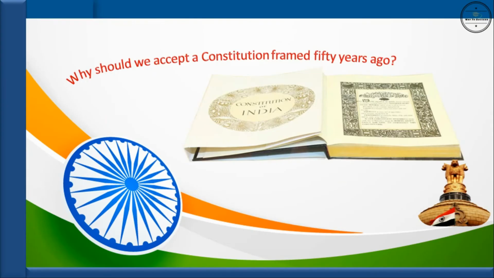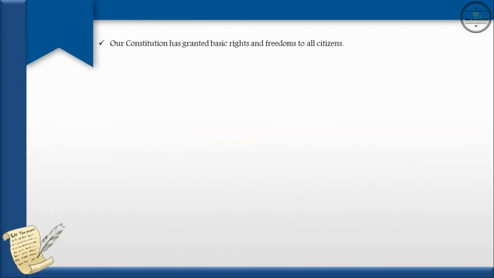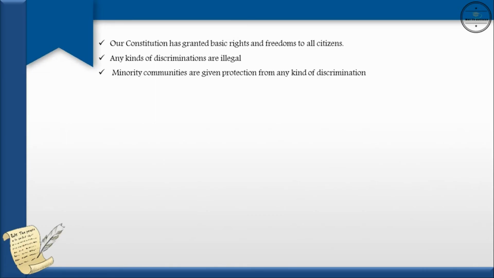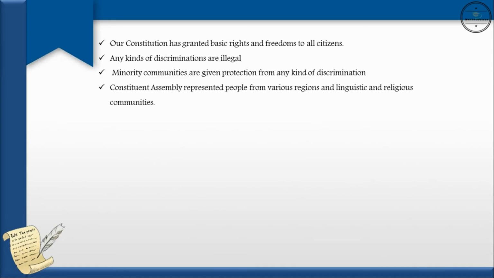Why should we accept the Constitution framed 50 years ago? Our Constitution has granted basic rights and freedom to all citizens. Any kinds of discrimination are illegal, and minority communities are given protection from any kind of discrimination. The Constituent Assembly represented people from various regions and linguistic and religious communities. It worked in a systematic, open, and consensual manner.